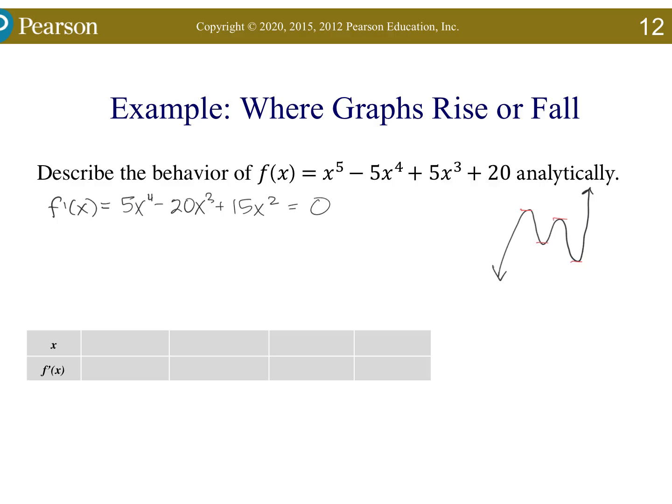All right, what can I factor out of this? 5x squared. Great, let's take a 5x squared out. That will leave me with x squared minus 4x plus 3. That can be factored again. That can factor into x minus 3 and x minus 1. That's going to give me some solutions: 1, 3, and 0.